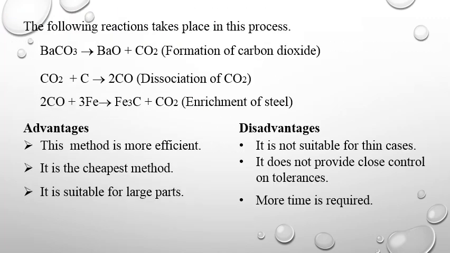The carburization takes place with the following reaction: BaCO3 gives BaO plus CO2, and the CO2 again reacts with carbon for dissociation of CO2. Then the enrichment should be added. The carbon dioxide should react with CO plus iron, Fe plus Fe3C plus CO2.